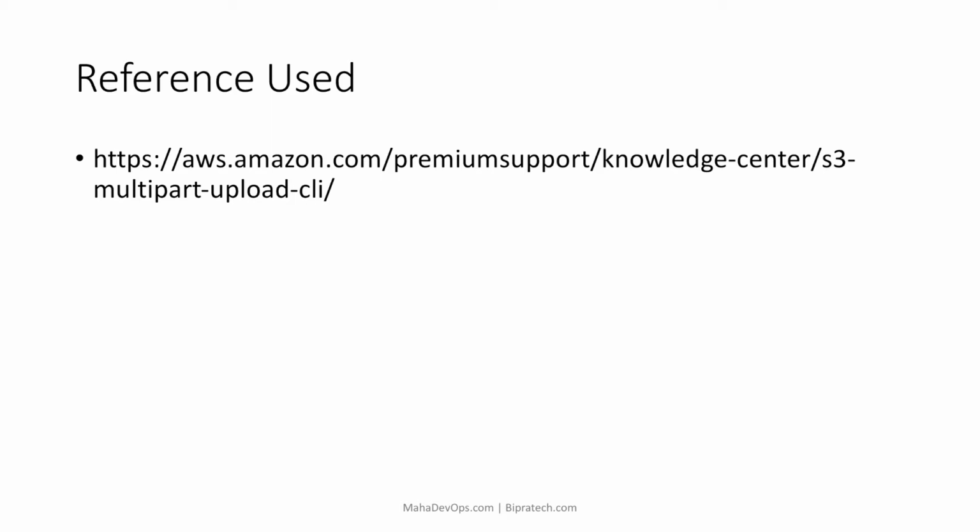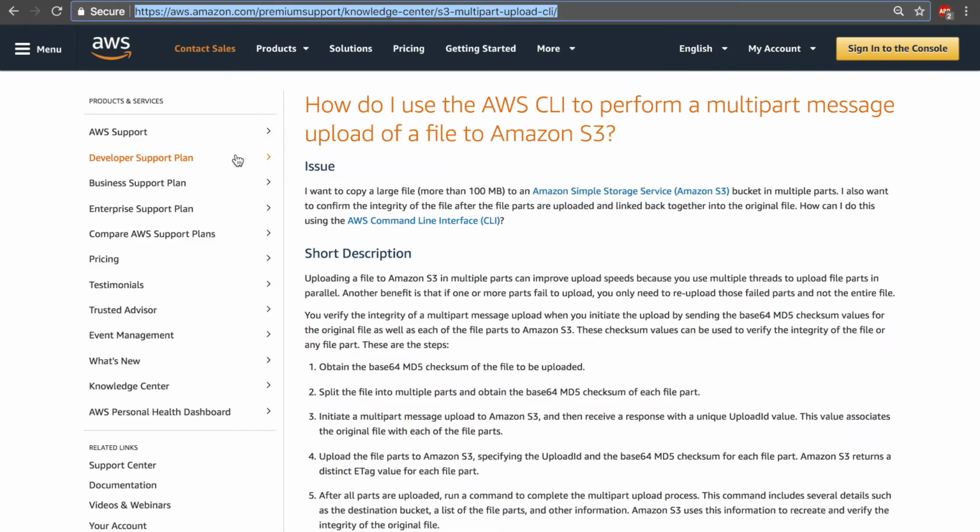I'll be referencing a page provided by Amazon Web Services to perform the multi-part upload. So let's quickly browse to that page. So here we are. How do I use the AWS CLI to perform a multi-part message upload of a file to Amazon S3? So why do we even need multi-part upload, right?